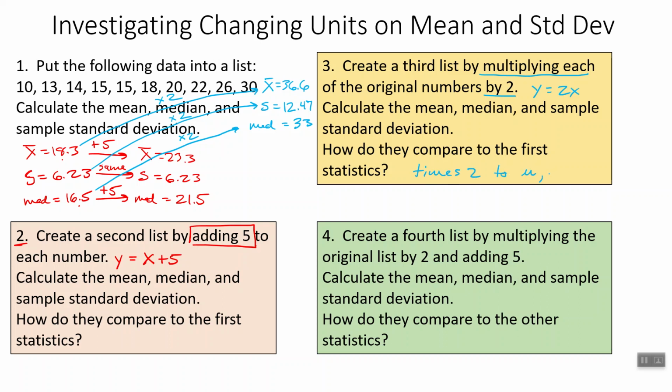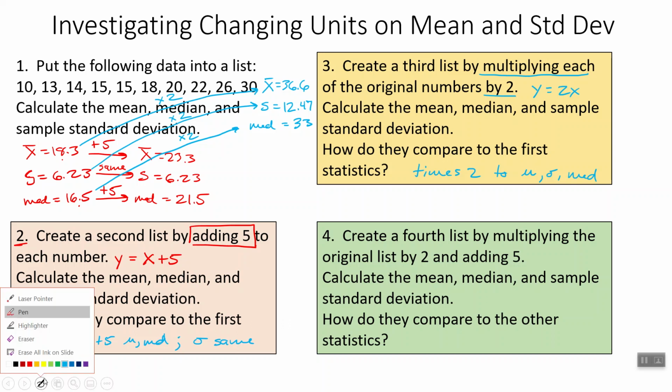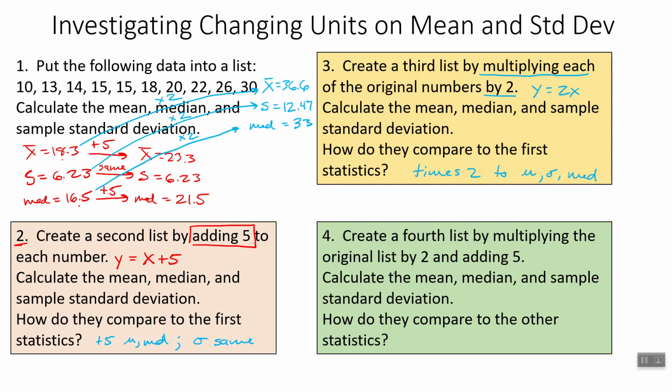To the mean, the standard deviation, and the median. For here, we just did plus 5 to the mean and to the median, and the standard deviation was the same. So we didn't do anything to the standard deviation. All right, now we've got one more here to try. The green one here. Find a fourth list by multiplying the original list by 2 and adding 5. Calculate the mean, the median, and sample standard deviation.